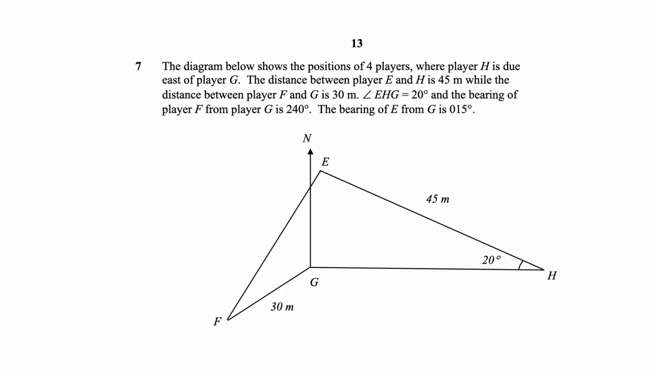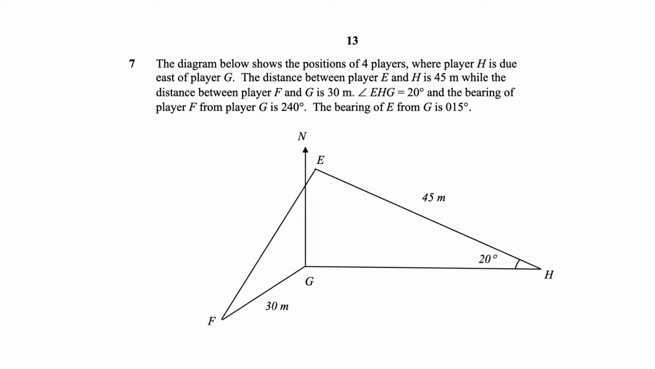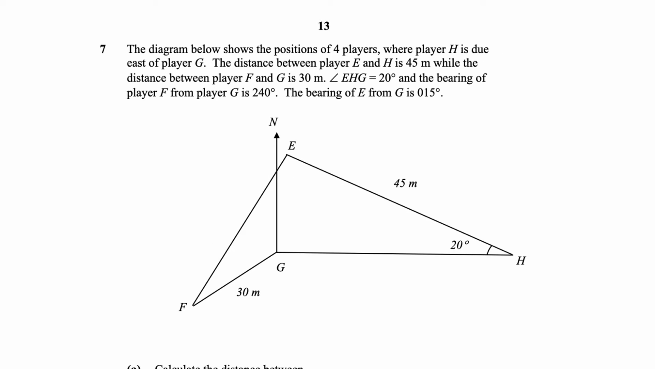Alright, question 7. The diagram below shows the positions of 4 players. Player H is due east of player G. That's why we know that if H is due east, with north, south, east, west, that means this must be a perfect 90 degrees to north, right?